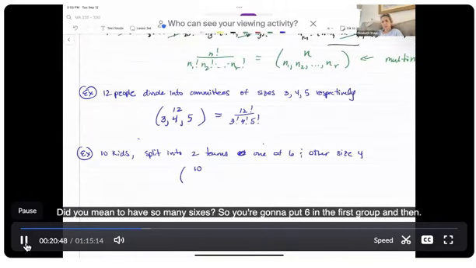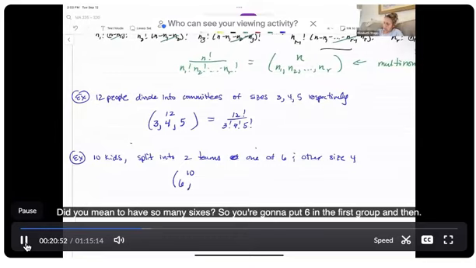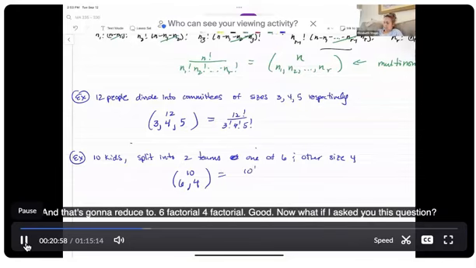Wait a minute. Did you mean to have so many 6s? So you're going to put 6 in the first group and then 4 in the next. There we go. And that's going to reduce to 10 factorial over 6 factorial, 4 factorial. Good.